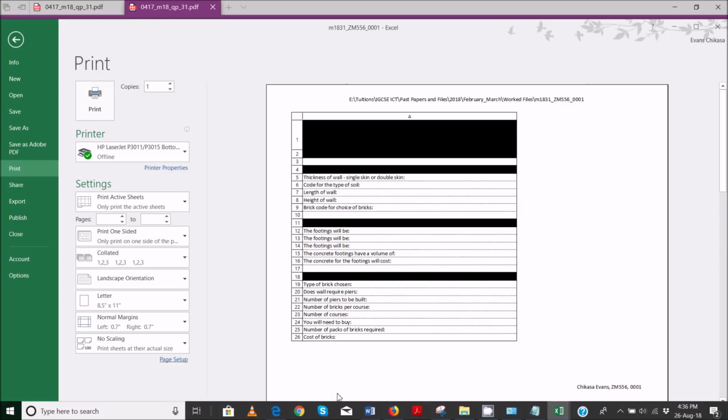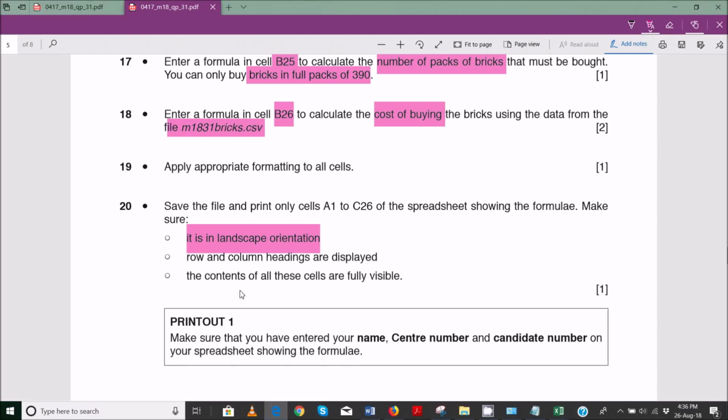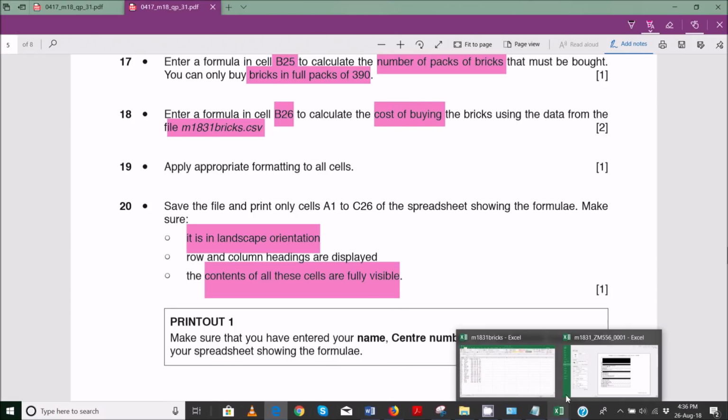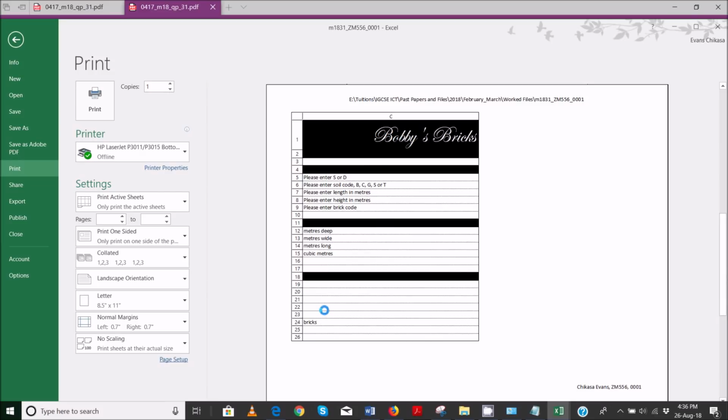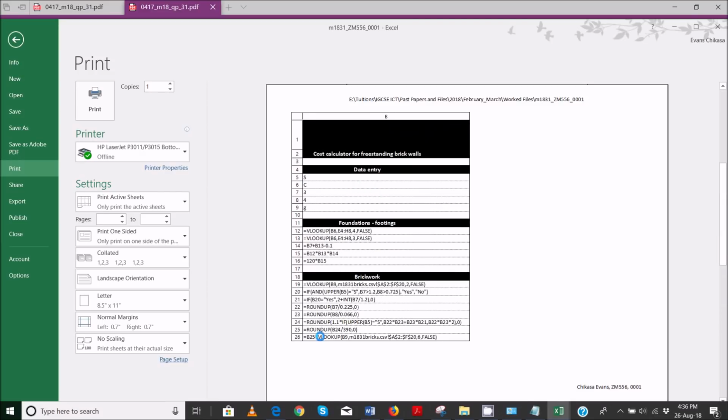And the next thing that you're told is that the contents of the cells must be fully visible. The contents of the cell must be fully visible. Now, the other thing that you notice is that you have got multiple pages here. You've got 2 pages actually.